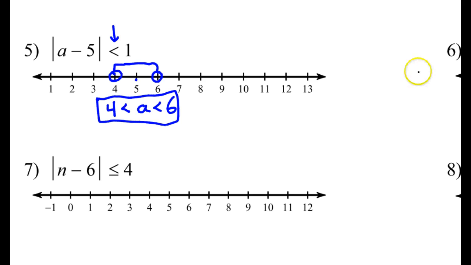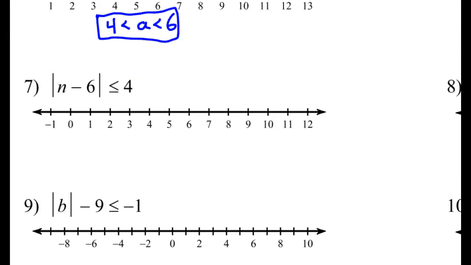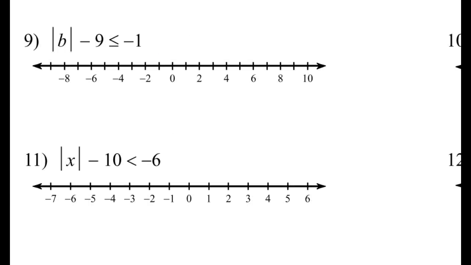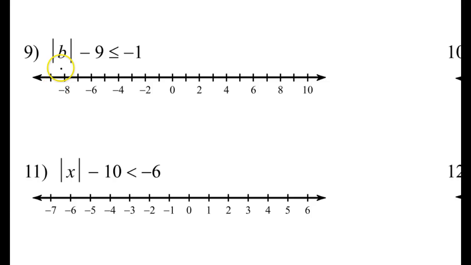Let's skip down to, let's say, 9. You'll notice we have stuff outside of the absolute value. So there's a minus 9 outside the absolute value. You've got to take care of that first. Add 9 to both sides. So the absolute value of b is less than or equal to 8.